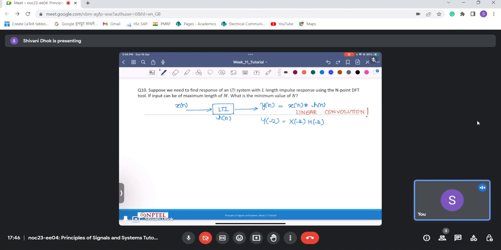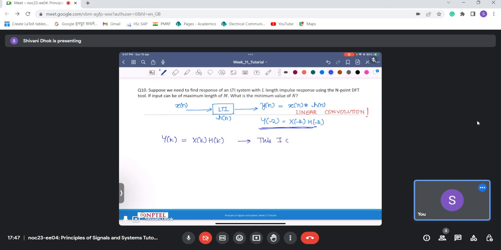Now I need to find this convolution using my systems, using the multiplication or convolution property of DFT. But the tool that I have in hand while processing in my systems is only DFT. I can't use DTFT. I can't find DTFT. So for that, what I have is basically Y[k], which is equal to X[k] into H[k].